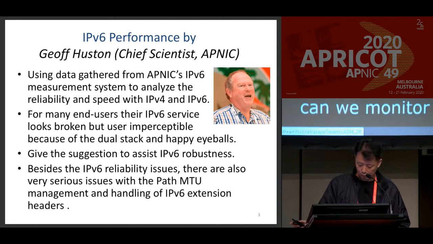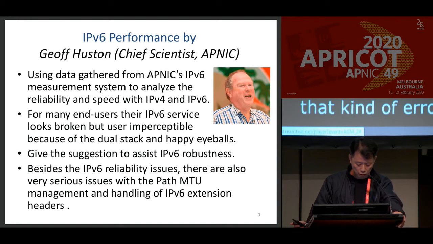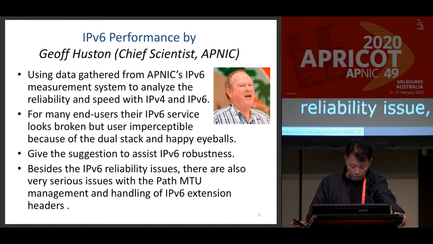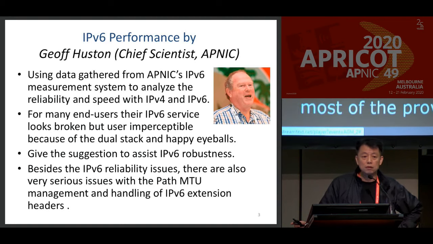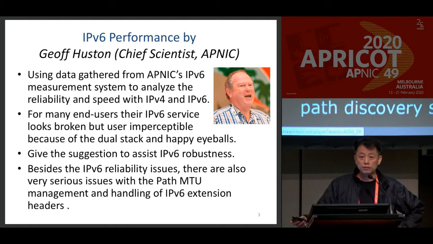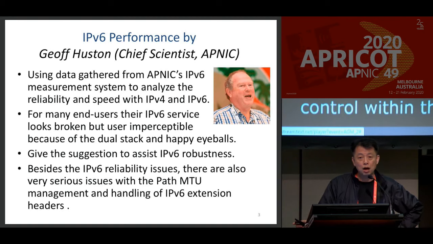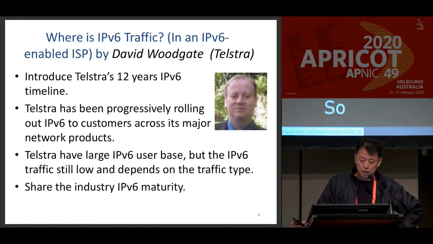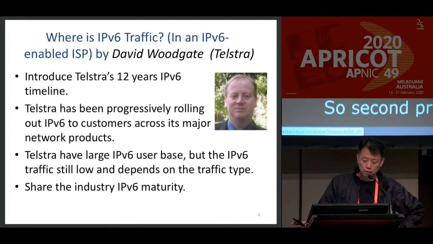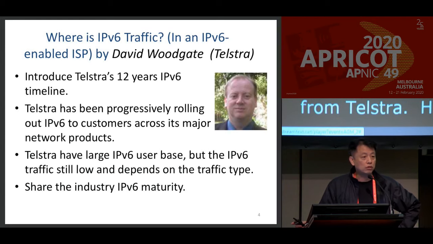Besides the IPv6 reliability issue, there is also a very serious issue regarding path MTU discovery management. I think that's quite important, because right now most service providers are using dual stack, and the path discovery system is probably beyond the control of the service provider. So we need to pay more attention to how we handle dual stack traffic within the operator network.